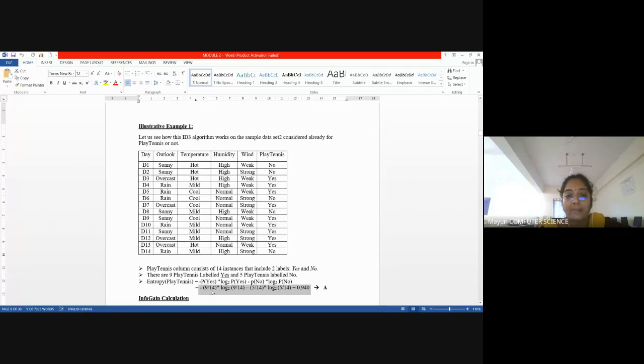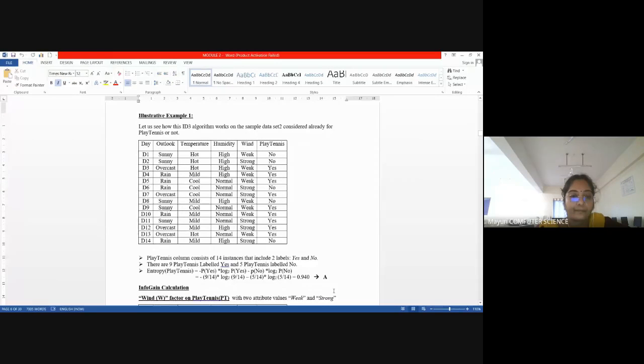So how do you calculate the log? I know how to calculate 9 by 14, and log of 9 by 14 also I know. But there is a base 2 here. So after finding log of 9 by 14, you have to divide this term by log 2, so that the log base 2 is satisfied. Divide it with the log 2 value. So you will get 0.940. What is this 0.940 here? I need answers.